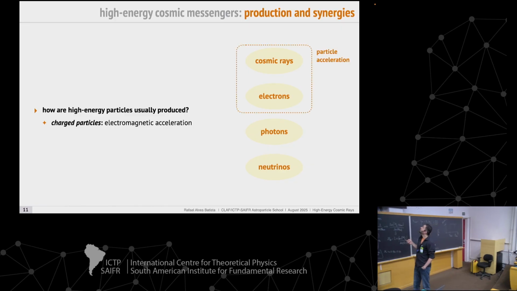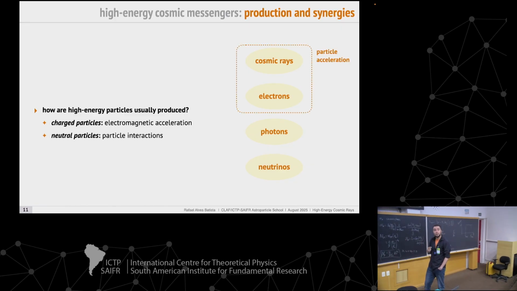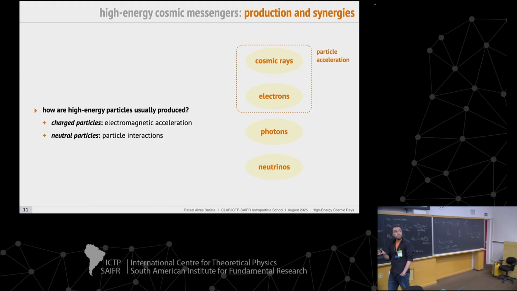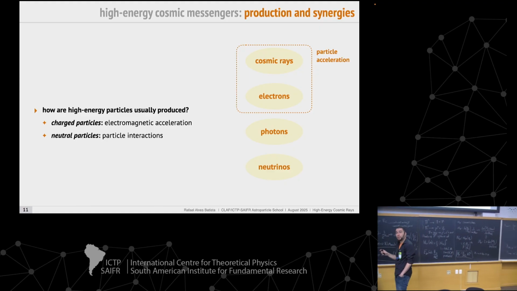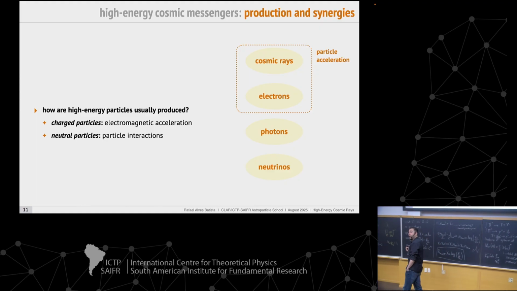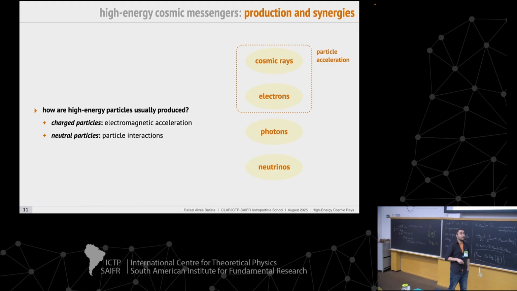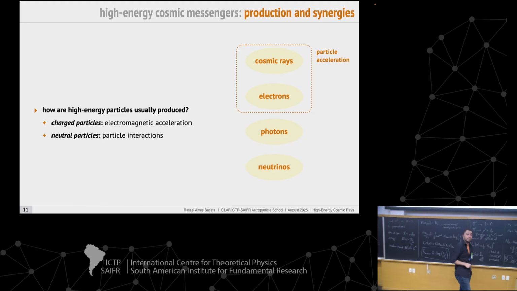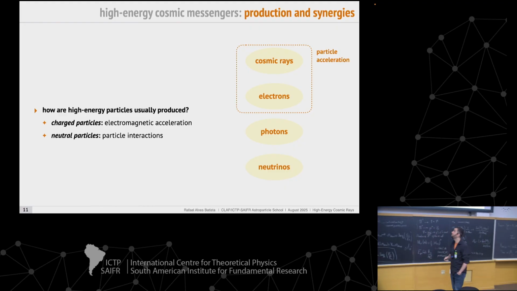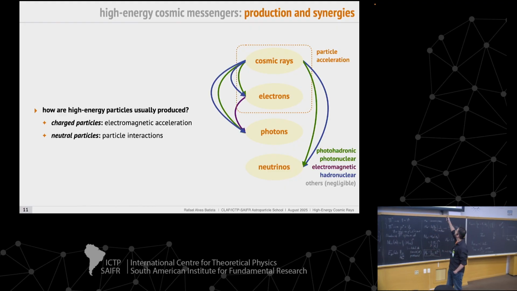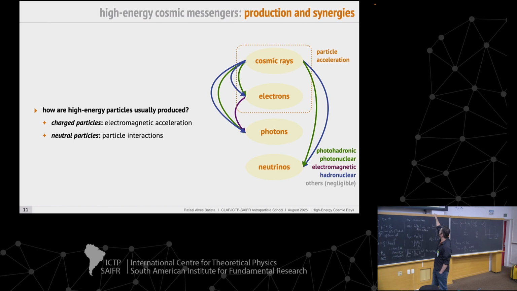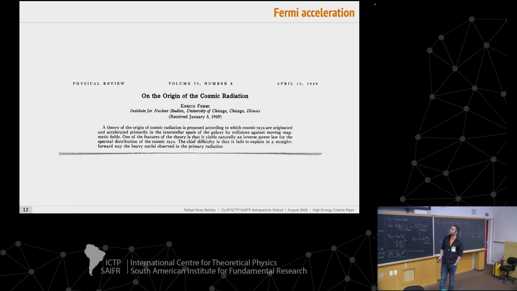So how are neutral particles produced? Through particle interactions. Ultimately, even if you are a gamma ray astronomer, you have either an electron or a cosmic ray there. If you're doing neutrinos, very likely, like 99.99% of the time, you have a cosmic ray there that produced your neutrino. There are several types of interactions, like photohadronic and photonuclear, that produce cosmic neutrinos from cosmic rays, electromagnetic interactions, and so on.